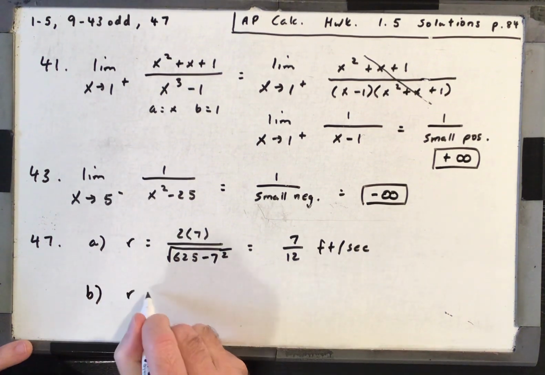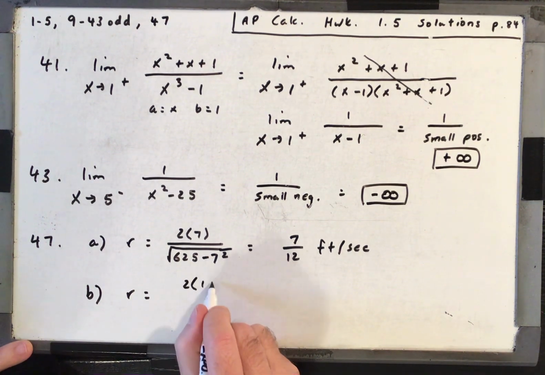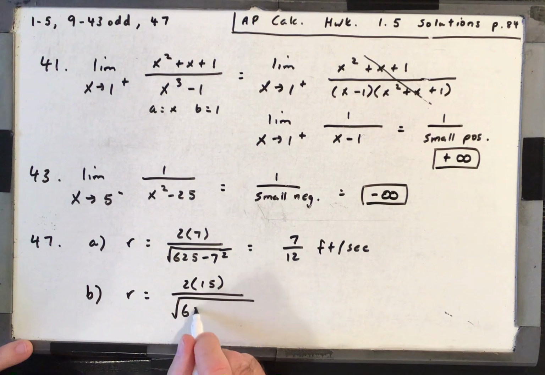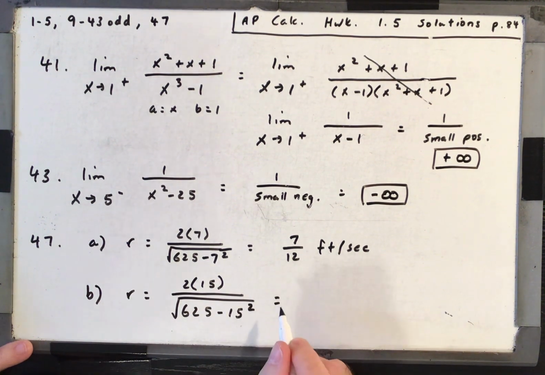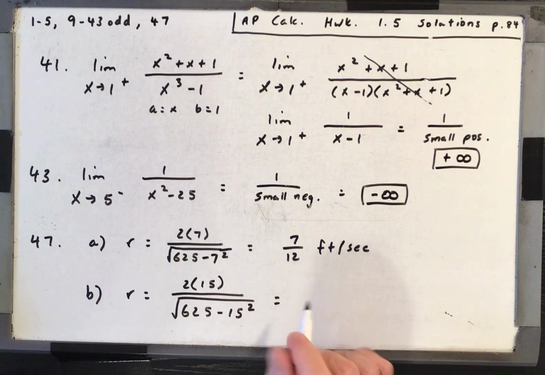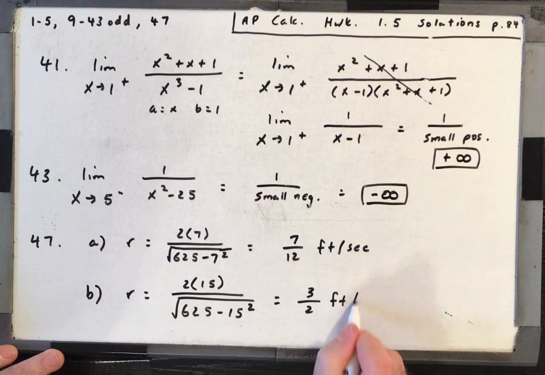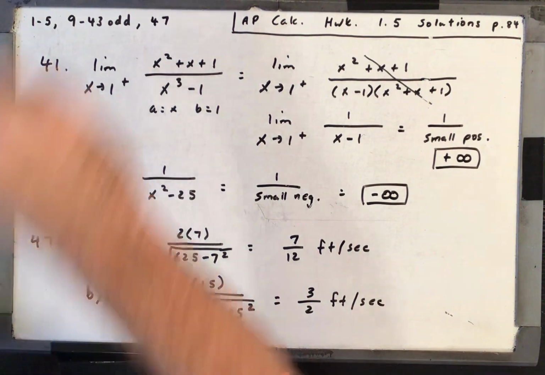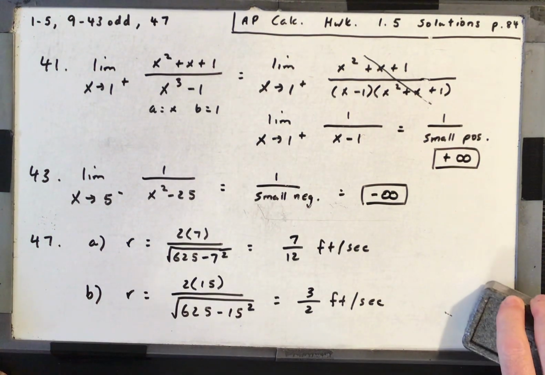And then part B, you're going to plug in 15, so 2 times 15 over the square root of 625 minus 15 squared. And that ends up being 3/2 feet per second. All right, and then the limit part. So go ahead and pause the video if you need to, so I can erase this, and we'll take the limit.